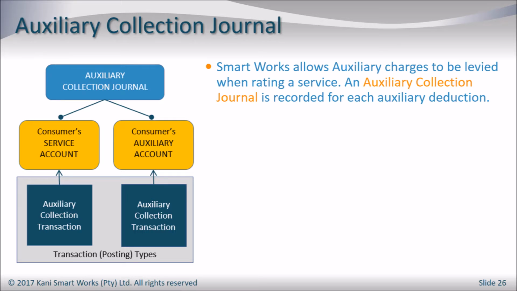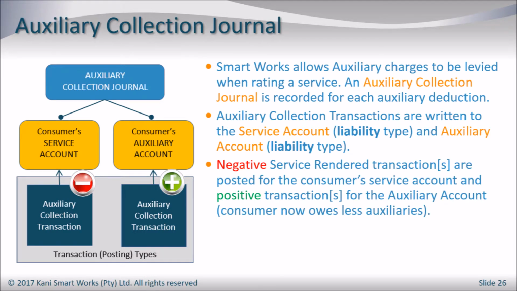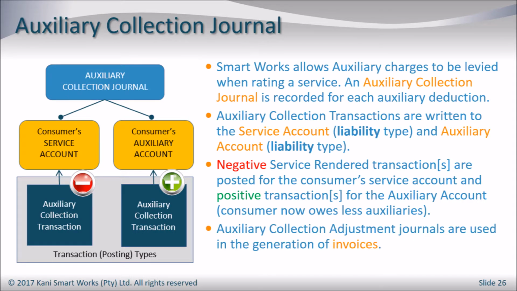Auxiliaries get collected when readings are rated or tokens generated through an auxiliary collection journal. SmartWorks allows auxiliary charges to be levied when rating a service. An auxiliary collection journal is recorded for each auxiliary deduction. The auxiliary collection transactions are written to the service account and to the auxiliary account, also of type liability. Negative service rendered transactions are posted for the consumer's service account and positive transactions for the auxiliary account because the consumer now owes less auxiliaries.